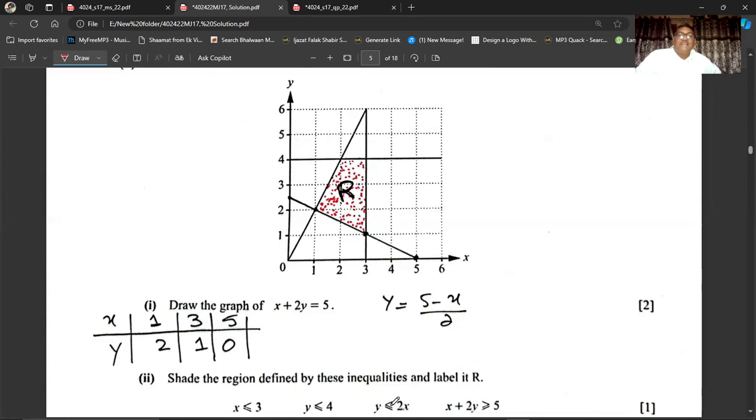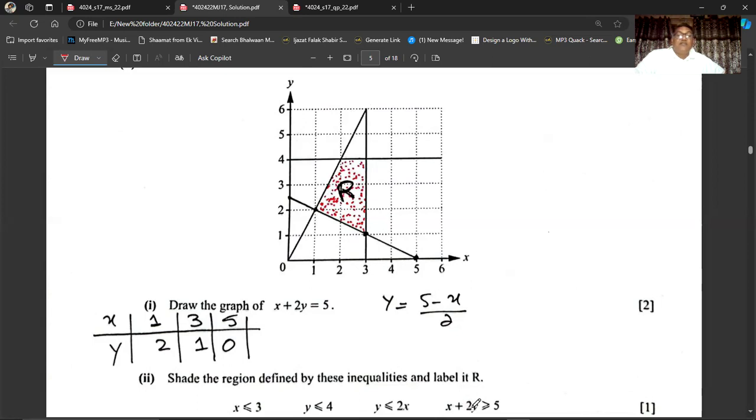Here you have y is less than 2x. This is a line whose intercept is 0. It has a positive gradient of 2. As you move to the right, this line will be going upward. So this is basically this line. Because the crocodile's back is towards the y, that's why you have to remain below this line. So you have to remain below this line.